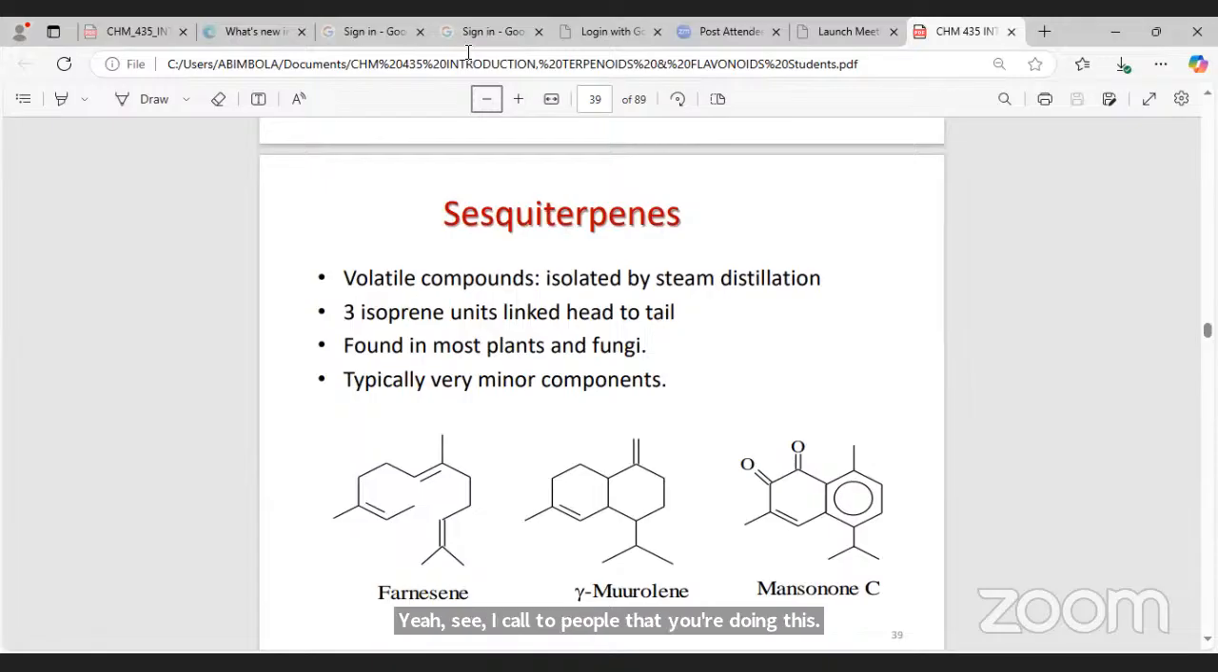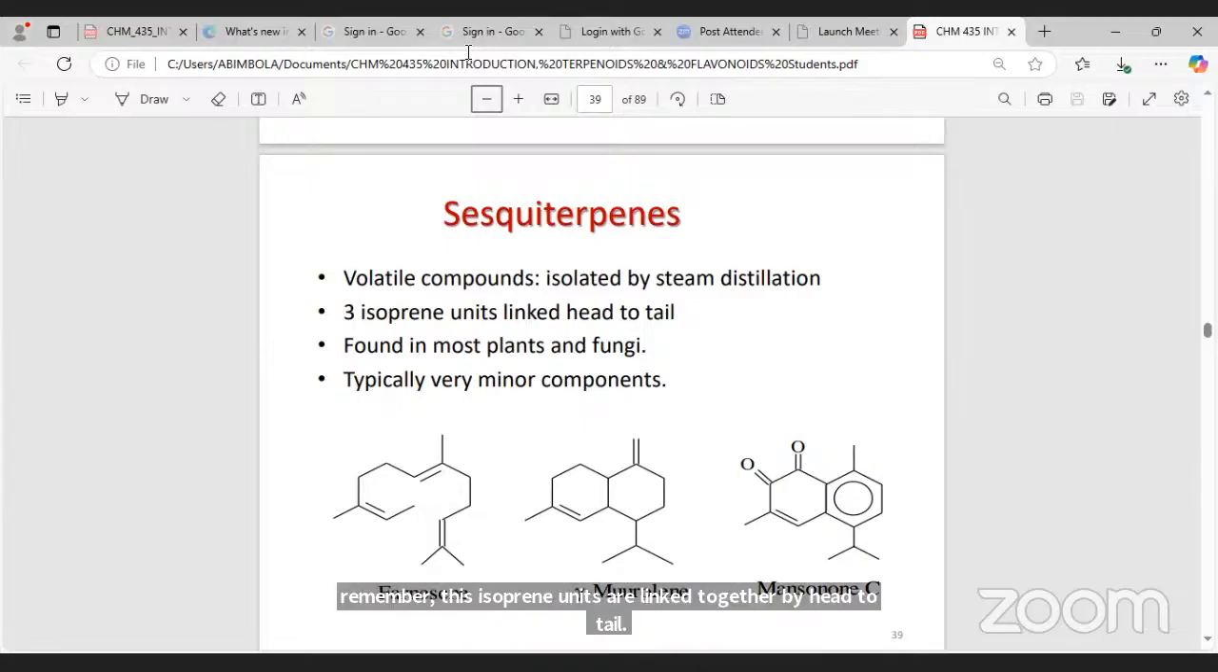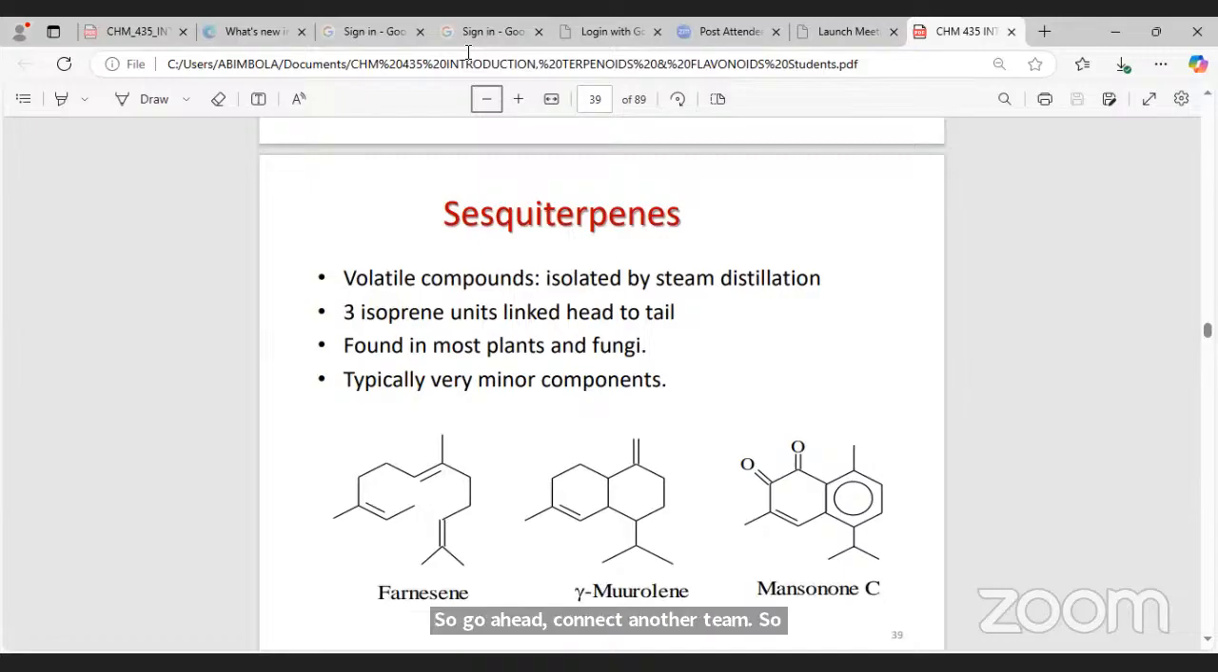Now, these are compounds that are obtained by steam distillation. So it means that hydro cannot get it. They need plenty heat for them to come out. And remember, these isoprene units are linked together head to tail. The head of the first unit connects to the tail of the other one, and the other head connects to another tail. That's how they are formed. And we say these are mostly found in plants and fungi. What are fungi? Are they animals? They are microorganisms. Yes, they're microorganisms. Now, these sesquiterpenes are very minor. The major component we have is monoterpenes.